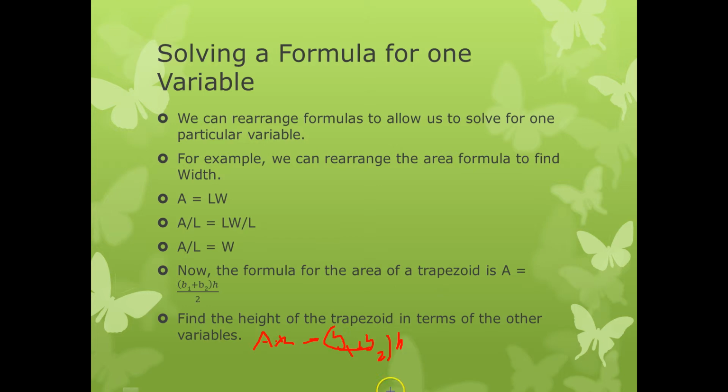The 2 on the bottom here gets cancelled out because we multiply both sides by 2. So A times 2 is equal to (B1 plus B2) times H. So you want to get H alone. So what we can do is divide both sides by B1 plus B2. This number is added, so it's just one big number, so it's very simple to divide. So A times 2 over B1 plus B2 is equal to H. That's it. Actually, it's not that difficult.